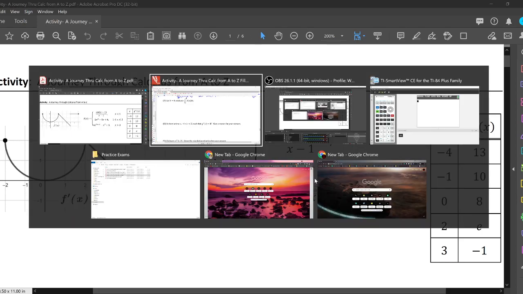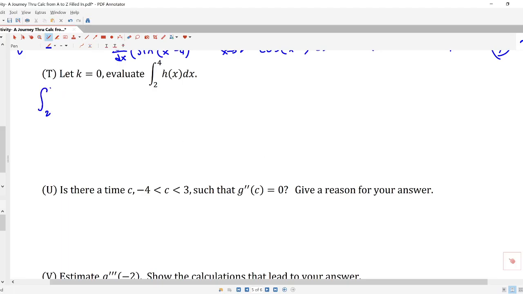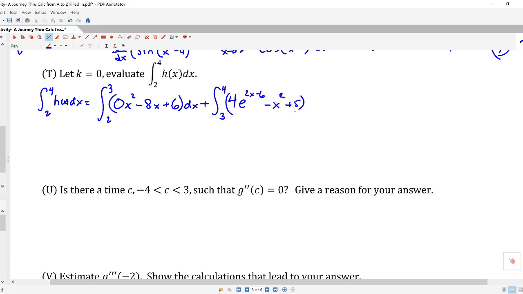So we do have to split this integral up and say that the integral from 2 to 4 of h of x dx is going to be the integral from 2 to 3 of that middle function. So k is 0. Sorry, and I think I mentioned it was 2. K is 0. So you get 0x squared. We'll adjust that in just a second. Minus 8x plus 2 plus 6, sorry, dx plus the integral from 3 to 4 of 4e to the 2x minus 6 minus x squared plus 5 dx.